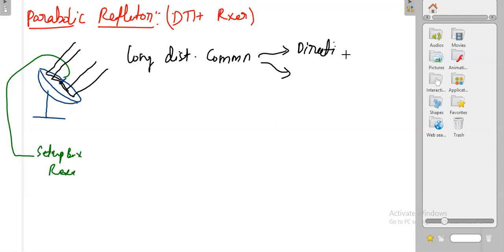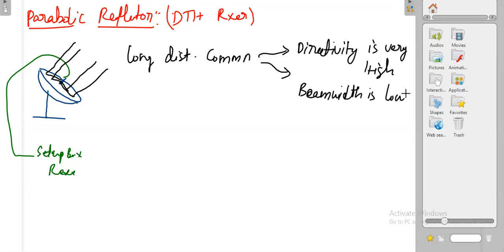Once directivity is very high, definitely the beam width is low, a very narrow beam width. So this radiation pattern will have a very narrow beam width. Then what is the directivity of the parabolic reflector?